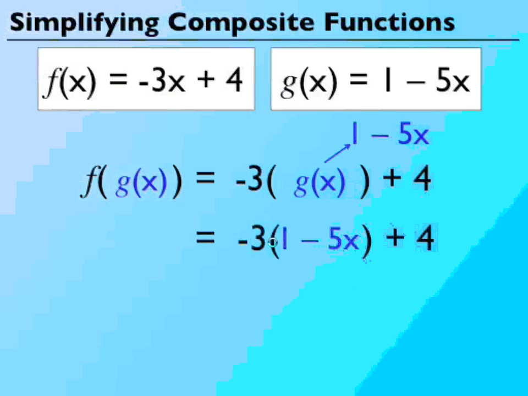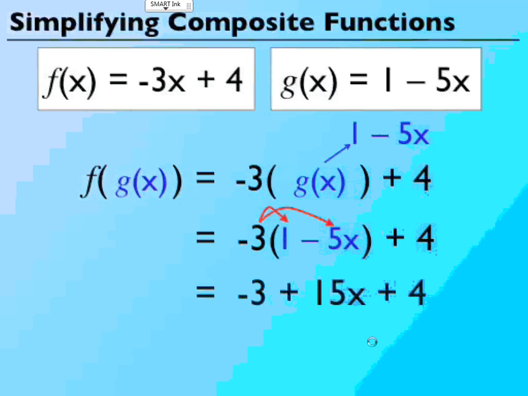Important again that we have our parentheses. Number one mistake, don't make the number one mistake. Put these parentheses in whenever you're plugging things in. All right, so now we distribute our -3 to both the 1 and the minus 5x. We get -3 plus 15x plus 4. We combine a few like terms, and we get 15x plus 1.